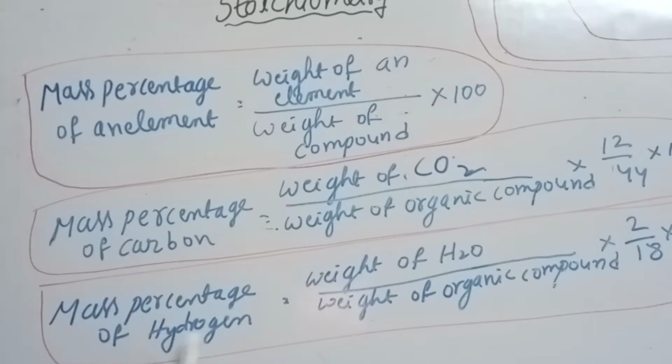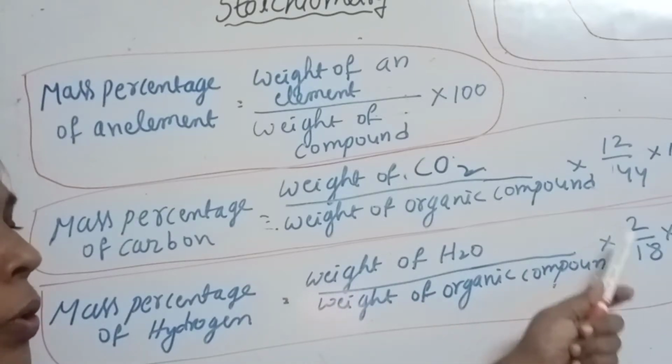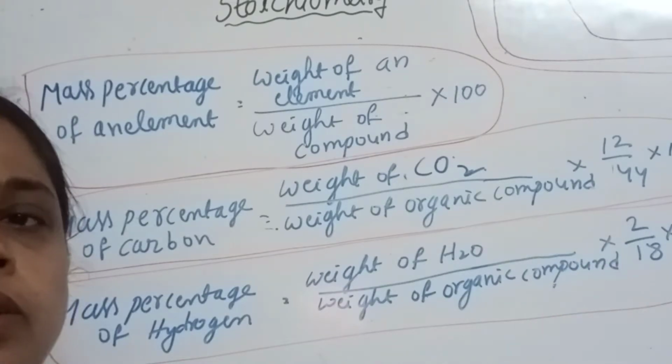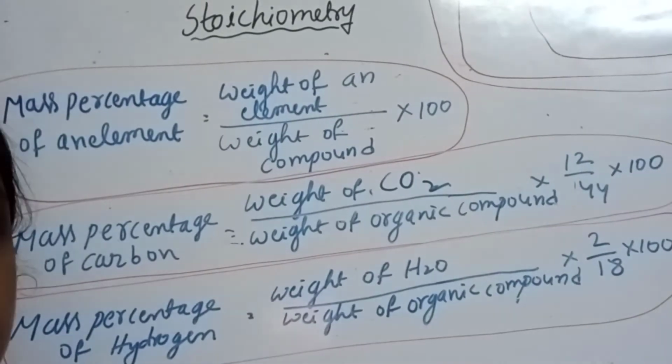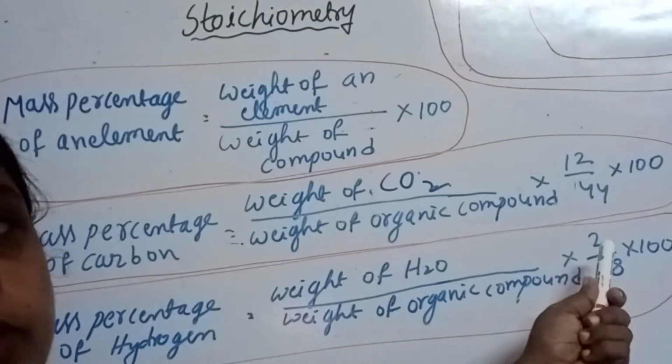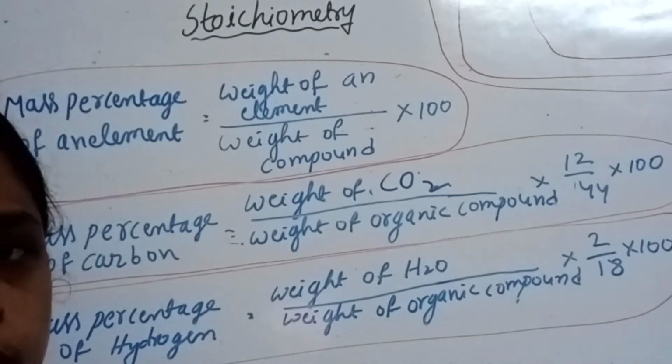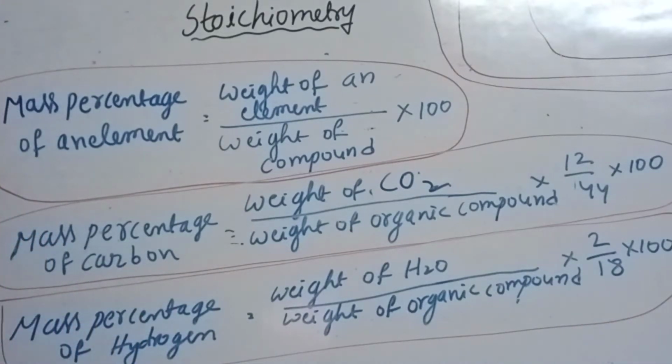Next, mass percentage of hydrogen. For this the formula is weight of water by weight of organic compound, into 2 by 18, into 100. Here 2 is the molecular weight of hydrogen H2 gas, and 18 is the molecular weight of water. By using these formulas we can calculate the mass percentage of carbon and hydrogen in a given organic compound.